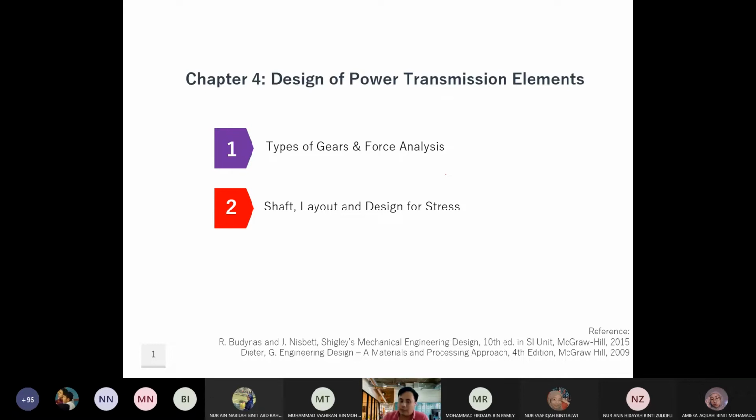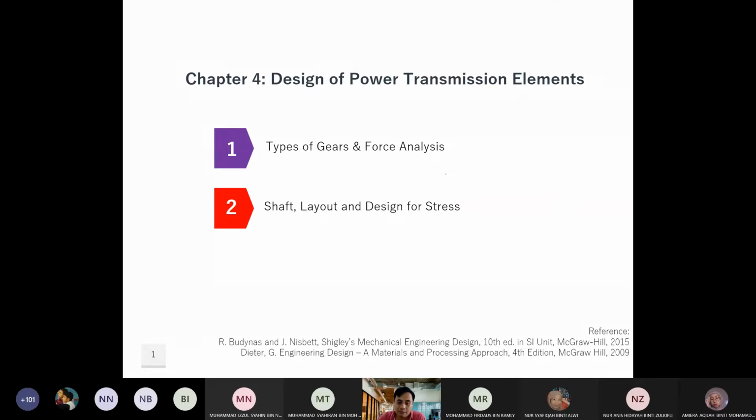For this chapter, I'm going to cover the gears this week, but I will not finish it, because gears have a lot of calculations, especially how to determine the force, and the terminology. So I will bring it into the following week. The shaft is very simple. I think within 10 or 15 minutes I can finish it. There's not much calculation in it.